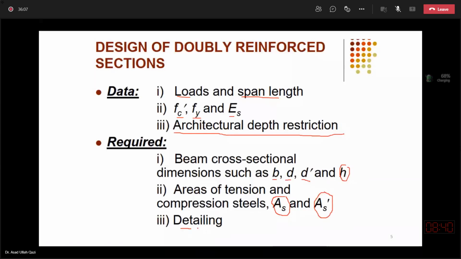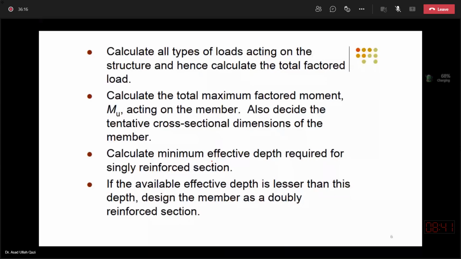Now there are a few steps which I suggest you memorize and practice at home, so that you can successfully perform the design of a doubly reinforced beam. First thing is to calculate all types of loads acting on the structure, and hence calculate the total factored load. I discussed earlier that this is your part of the job. Then calculate the total maximum factored moment Mu acting on the member.